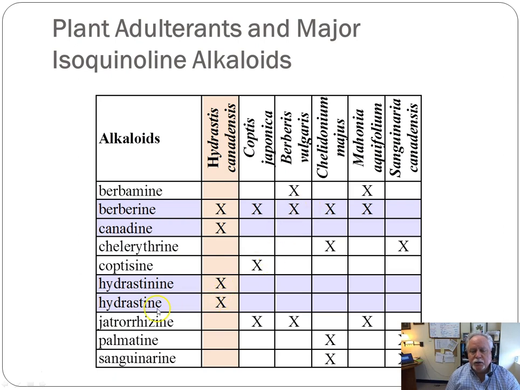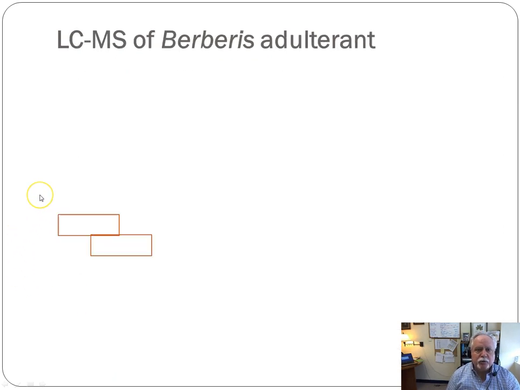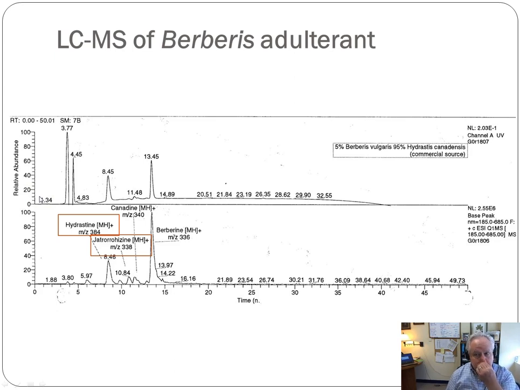So this is work from my own doctoral research looking at adulterants, and here we purposely adulterated Hydrastis with 5% Berberis. Here's your hydrastine, which would have been an indicator of the presence of golden seal, and here's the coptisine that indicates the presence of Berberis. So these are ways that on a high end you can account for adulterations.